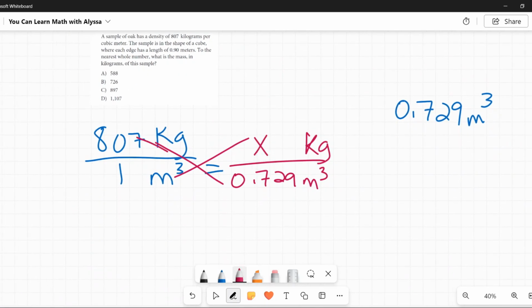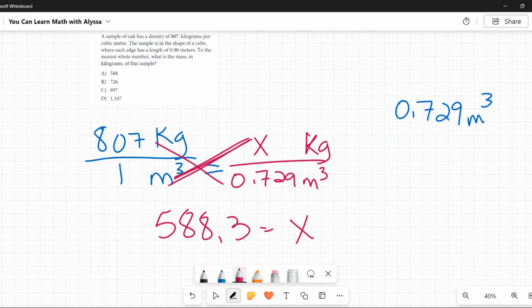So on top left to bottom right, I have 807 times 0.729. And that gives me 588.3. And on this way, I have 1 times x. That's just x. And there we go. I have my answer.